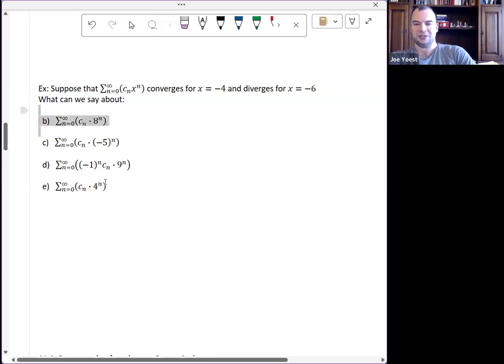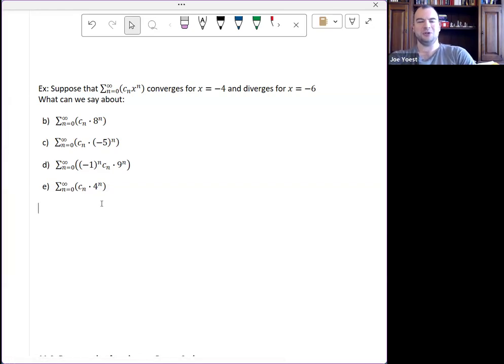What can we say about each of these series? So maybe take just about 2 minutes or so and try to think through it on your own. This is a little bit more abstract. It's a little less just plowing through the calculations. Maybe take about 2 minutes, think through it on your own, and then we'll discuss the answer.